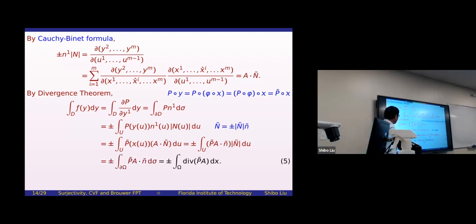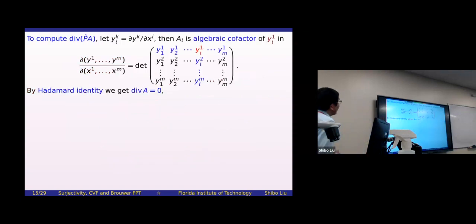That is the divergence of our vector field. Okay, so it remains to compute this divergence. This is not that difficult. To compute this divergence, we first write down the Jacobian determinant for y with respect to x, which is this n by n determinant.